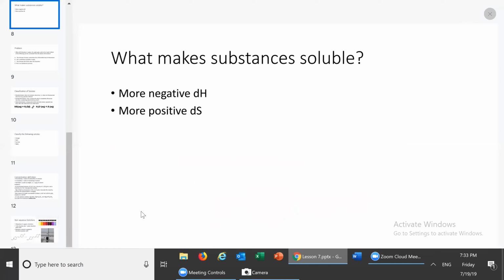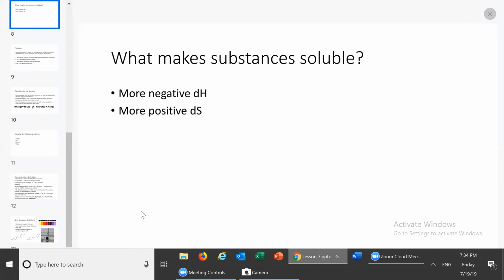So what makes substances soluble? We want a negative delta H. Here I've written the delta as a D, since you might see that sometimes. A more negative delta H means that we're releasing more energy, okay? If it had a positive delta H, we would need to input energy to make the reaction go. But exothermic reactions already produce energy. So a negative delta H is good, and a positive delta S is also good.